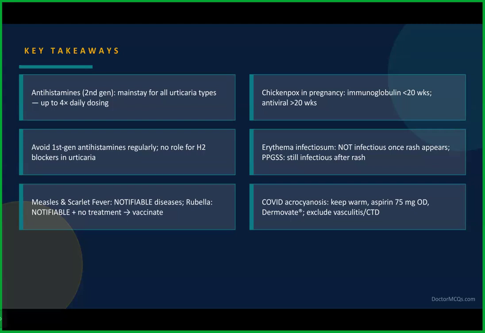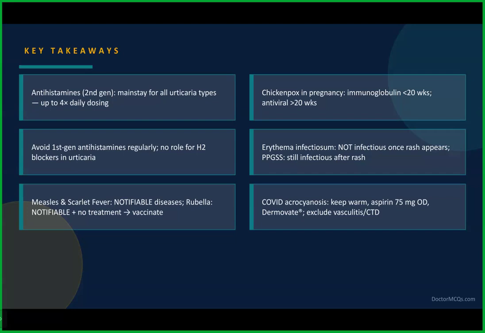Measles and scarlet fever are notifiable diseases. Rubella is especially important if there is an exposure of rubella, chickenpox, and even erythema infectiosum to a pregnant lady. Chickenpox in pregnancy: if the patient is less than 20 weeks, then we give immunoglobulin to the pregnant lady. But if it is more than 20 weeks, you give antivirals. Antivirals are mostly given 5 times a day, 800 milligrams for 7 days.